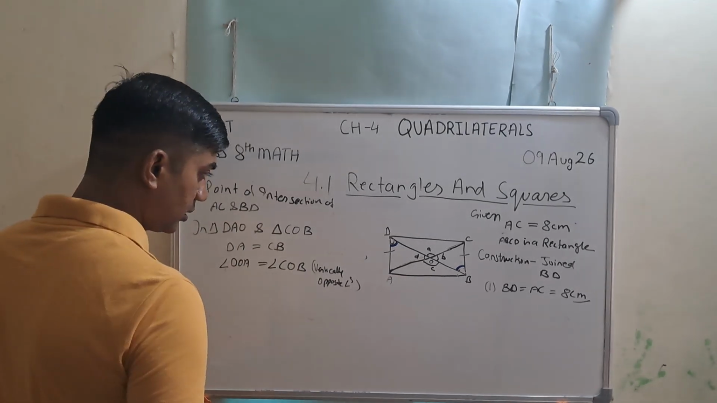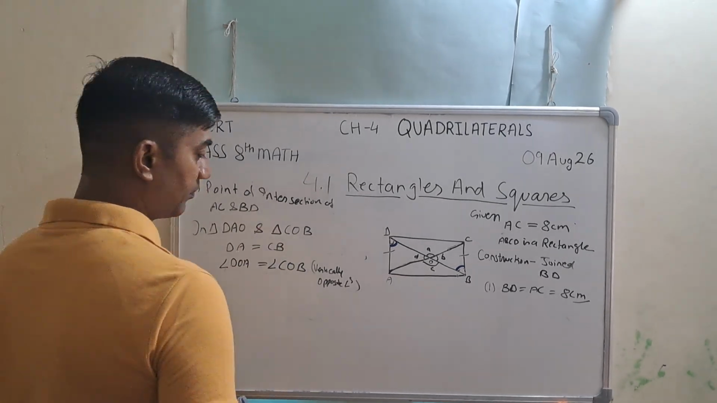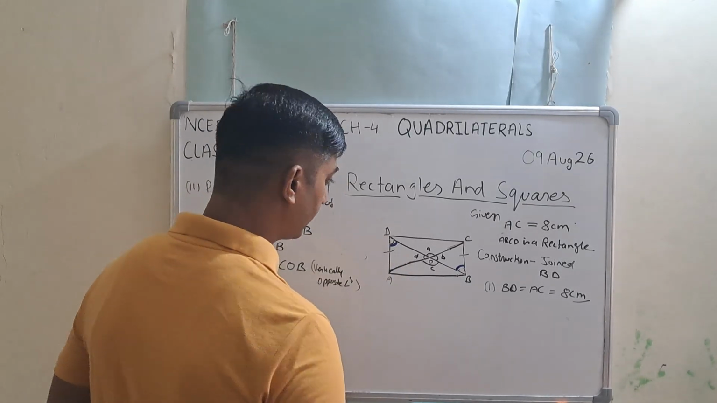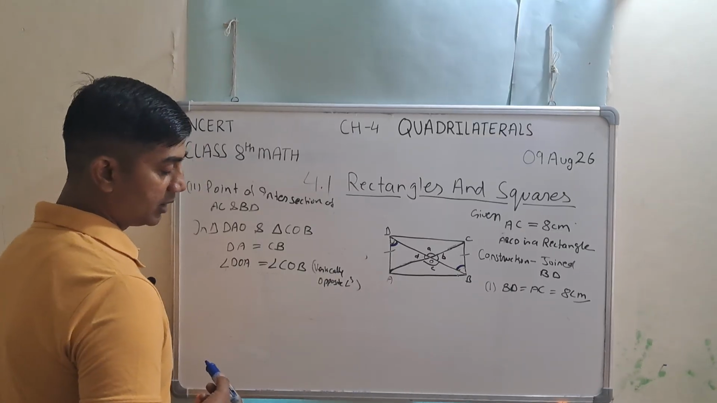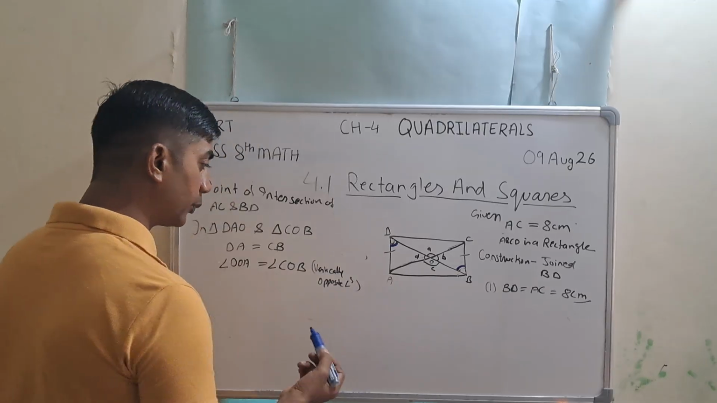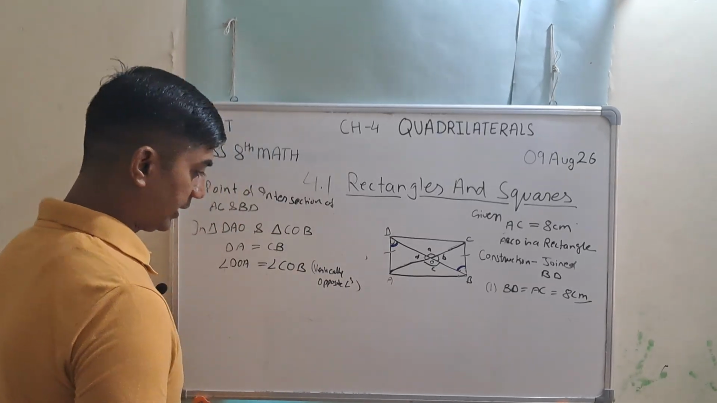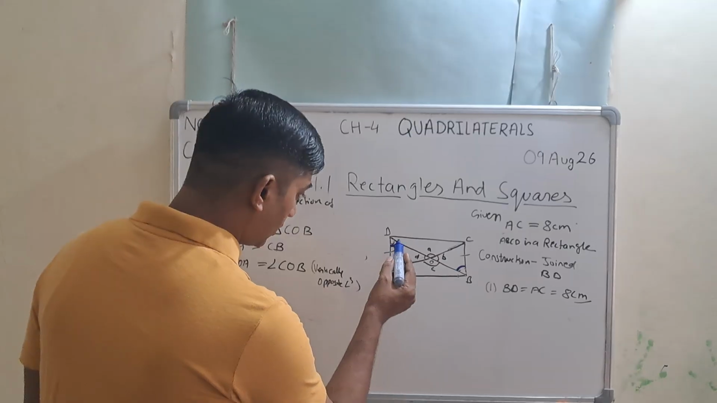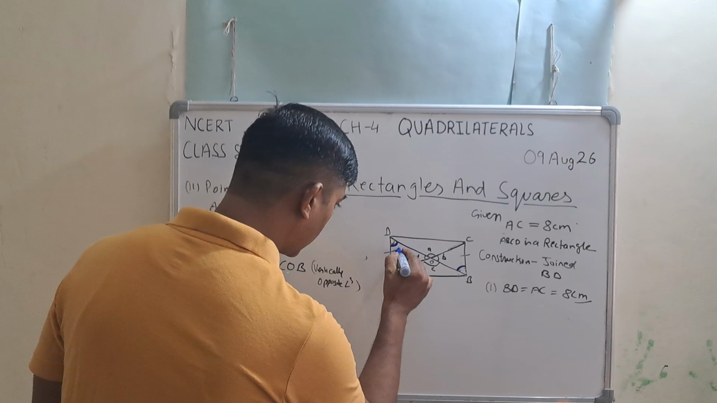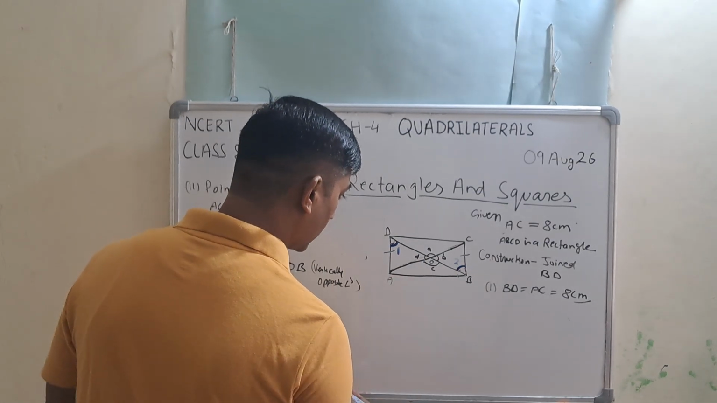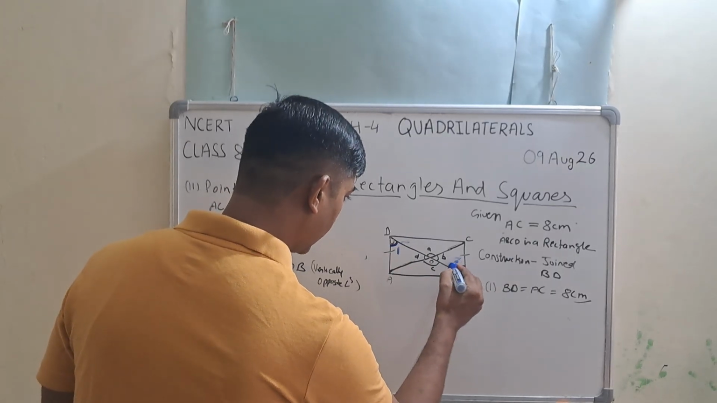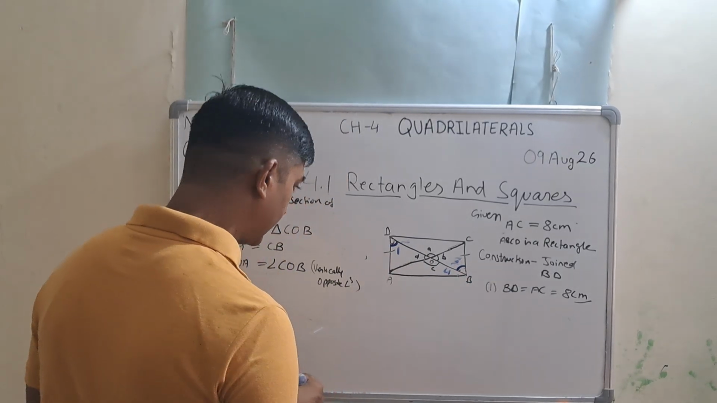If you know the properties of a rectangle, these two lines are parallel, and these are the interior angles of the parallel lines with a transversal, so they are equal, but we will prove it in another way. Now see, let's name these. This is 1, this is 2, this is 3, and this is 4. Now we will see the relation.